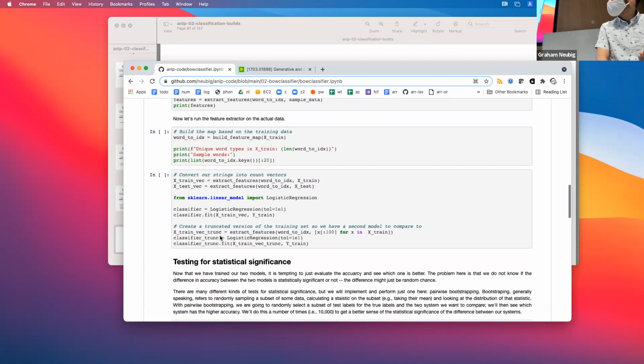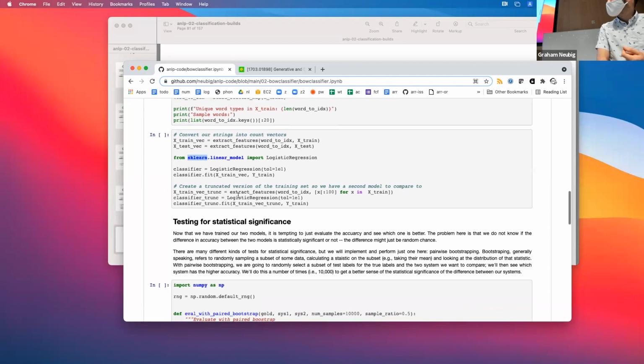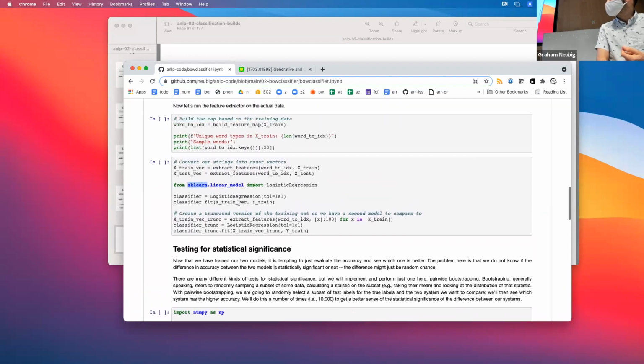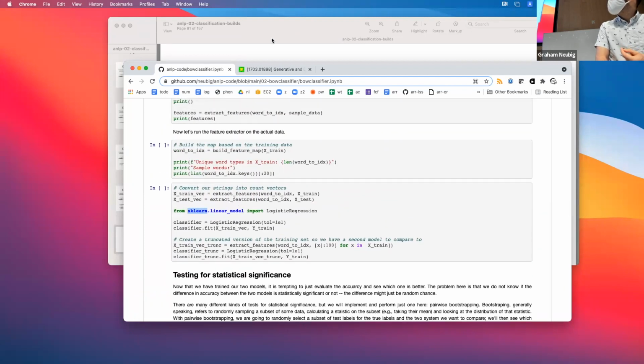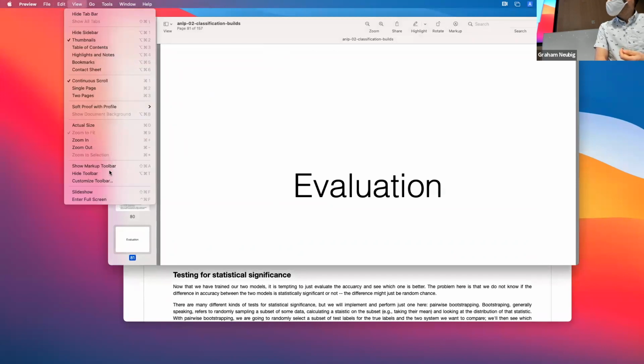And then it defines a logistic regression model from scikit-learn. So we're not creating this from scratch, but using an existing scikit-learn implementation, and fits the model and tests it. So if you want to take a look at that, you can.